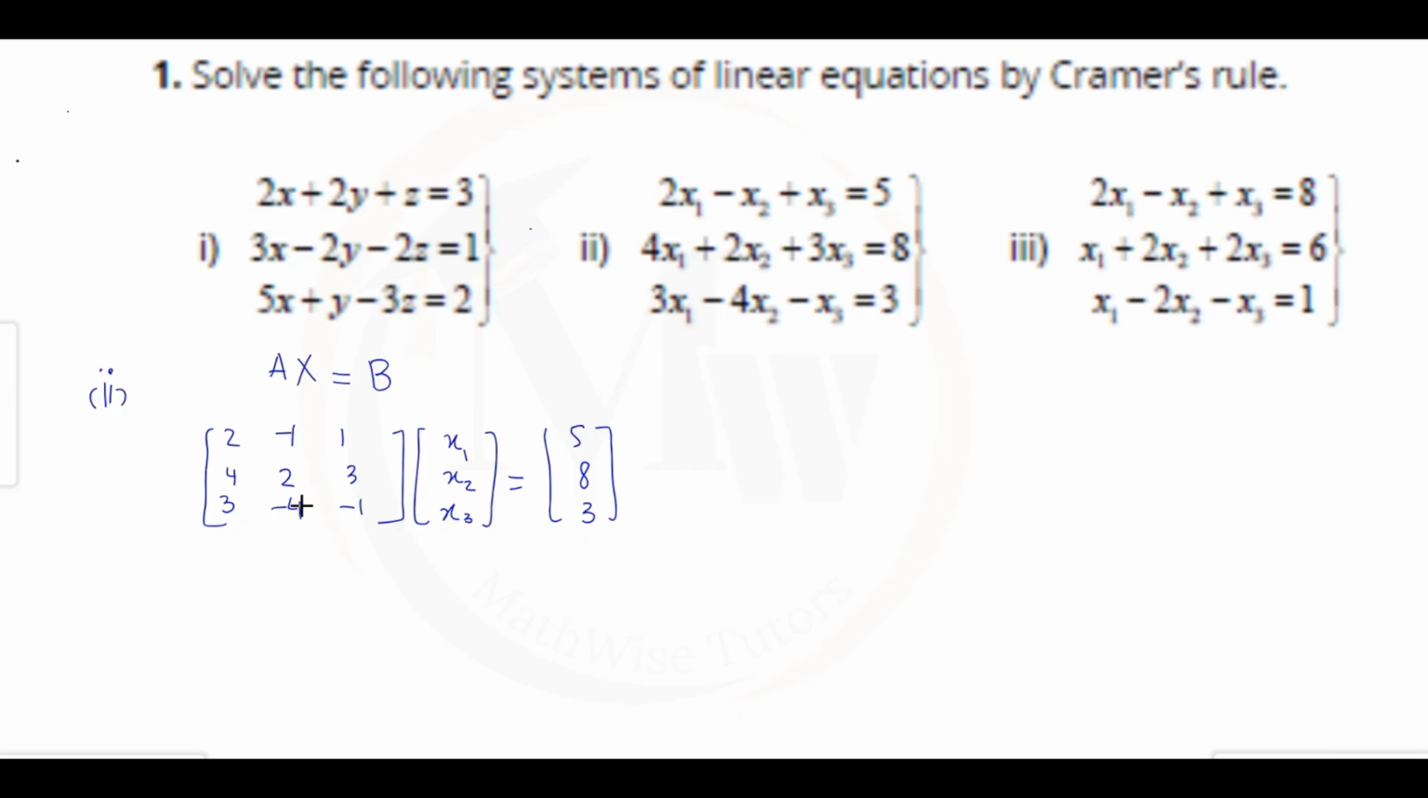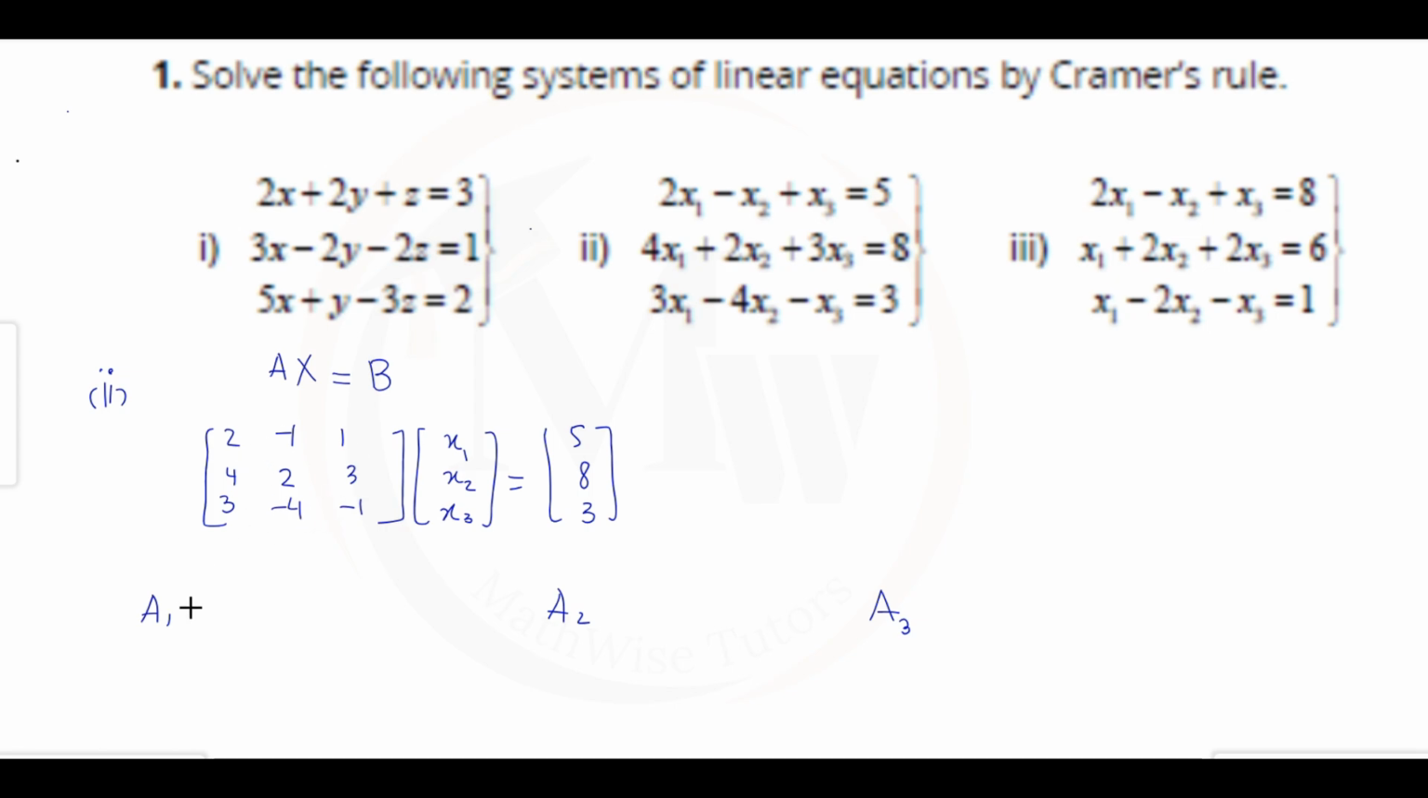So to use the Cramer rule, we will not take A to the other side. Instead of that, we will find A1, A2 and A3. Why A1, A2 and A3? Because these help us to find x1, x2 and x3. So the matrix A is this one.